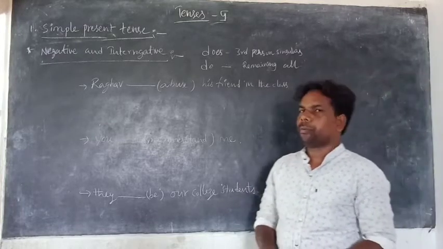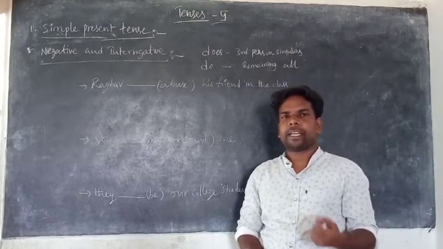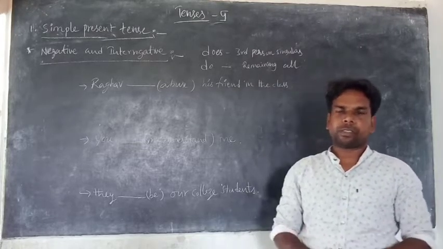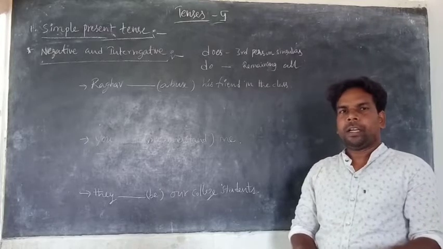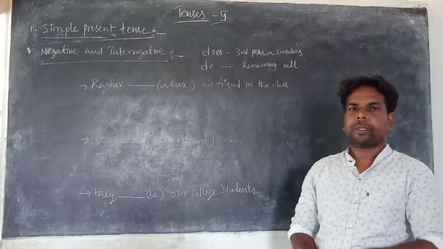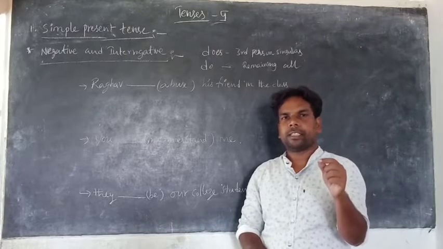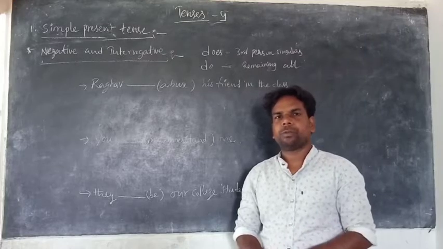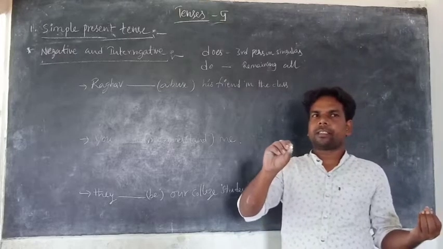To make negative, to make interrogative, to make negative interrogative, we must have be forms. With the help of the be forms, we can change a positive sentence into negative or interrogative. Basically, without the help of the be forms, we never change a sentence into negative or interrogative in English. Whereas in Telugu, without changing the sentence, just the ending letter should be used.